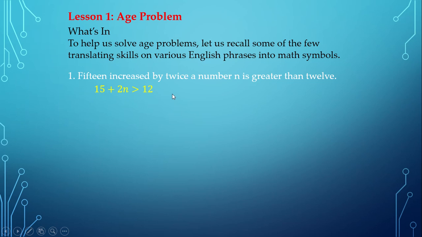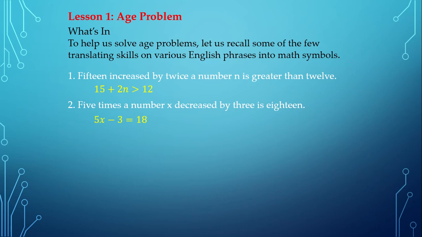Number 2: 5 times a number x decreased by 3 is 18. Our answer: 5 times a number x, or 5 times x, decrease means minus, 3, minus 3. Is means equal symbol, then 18.